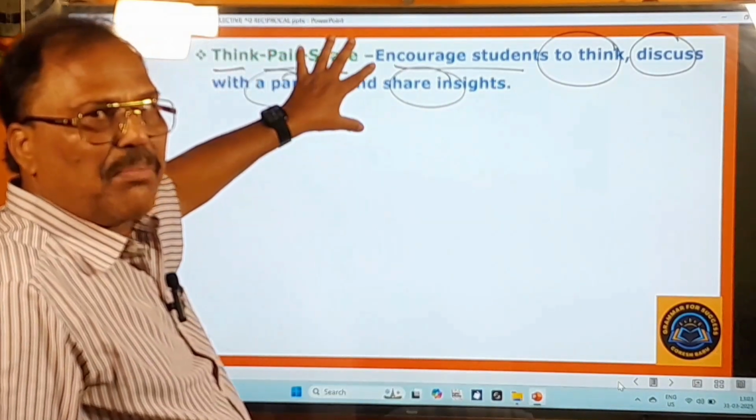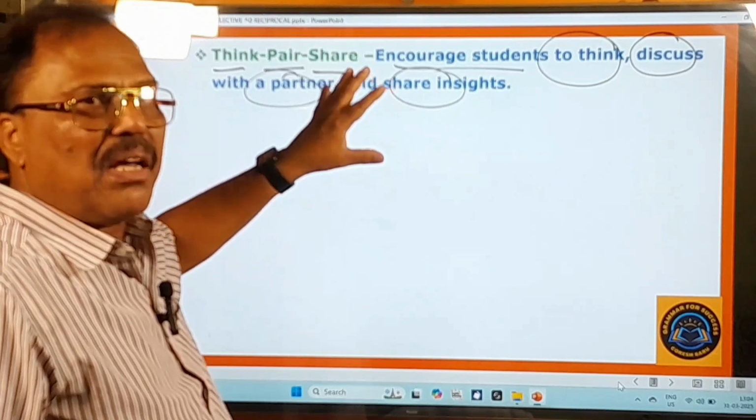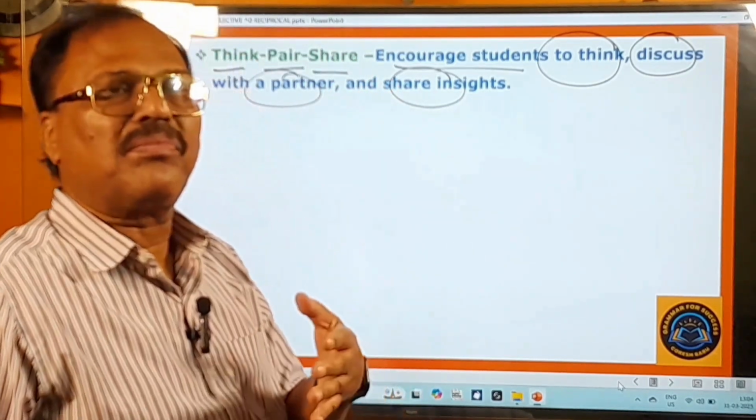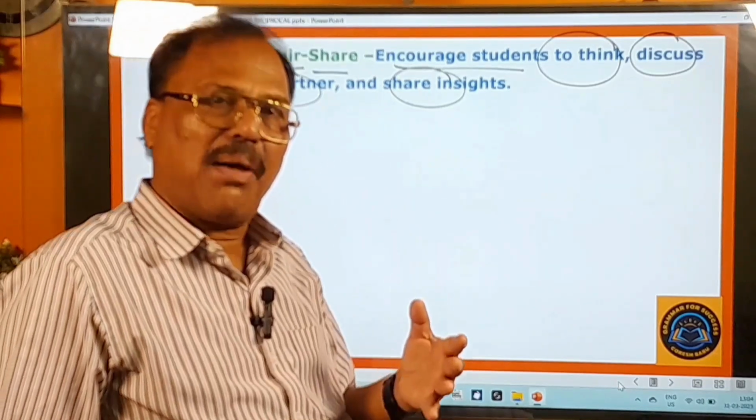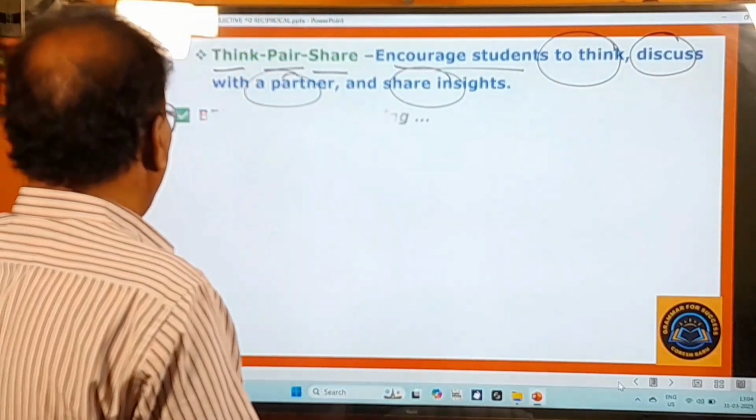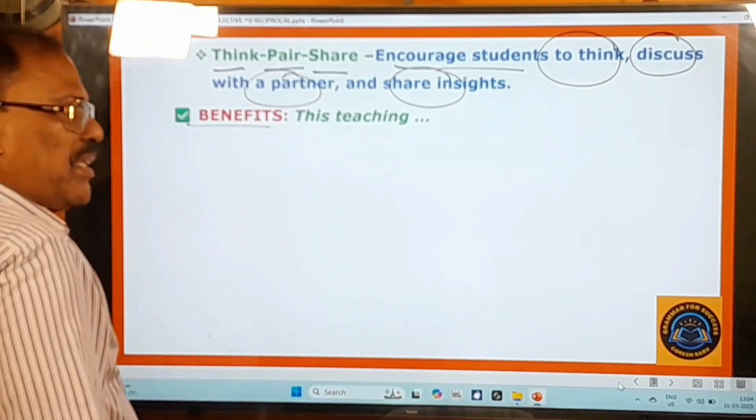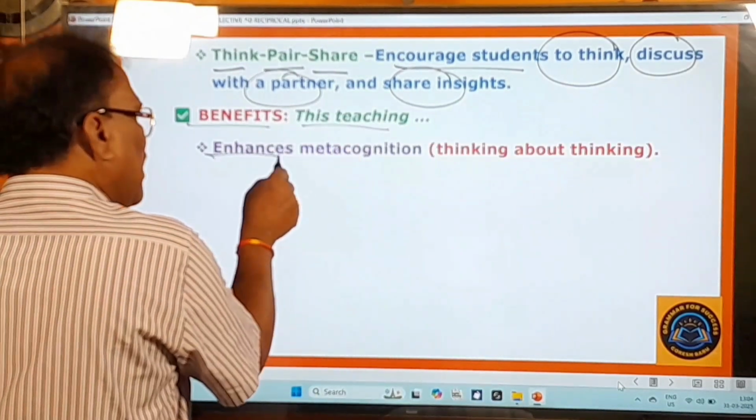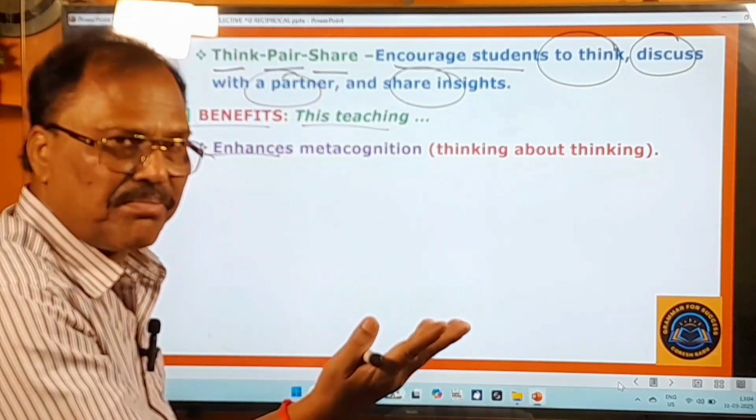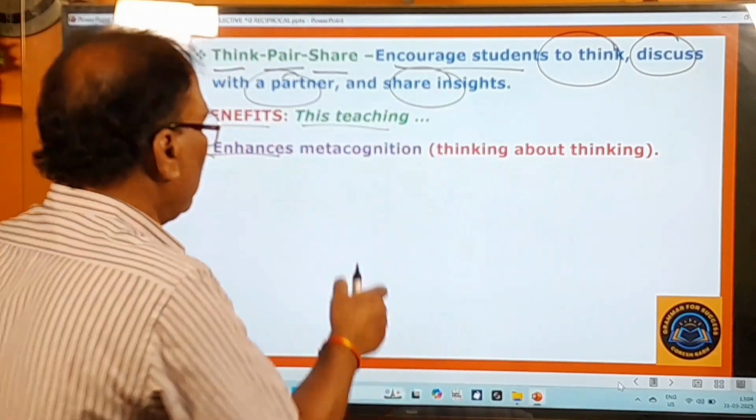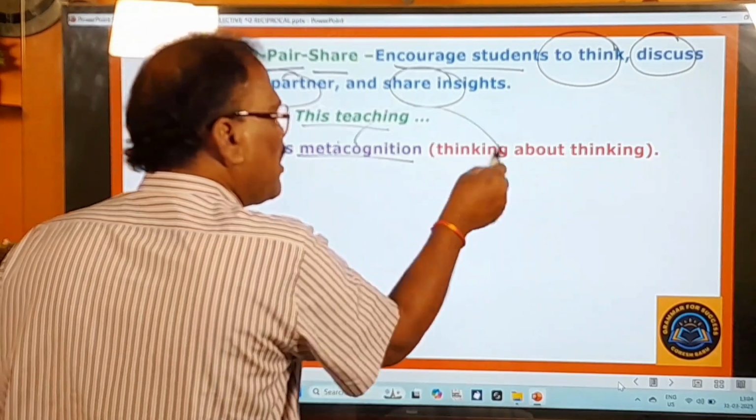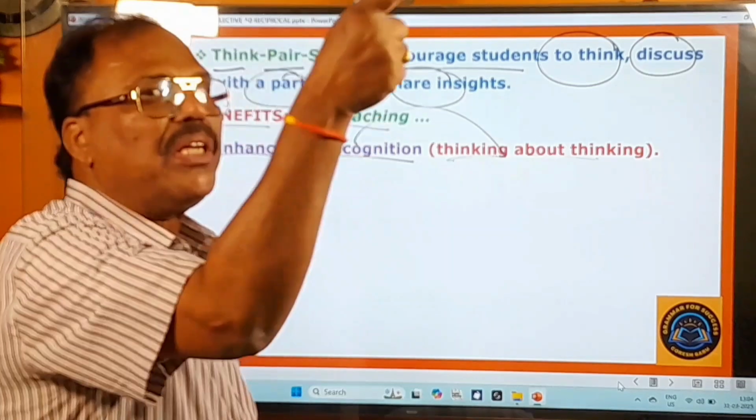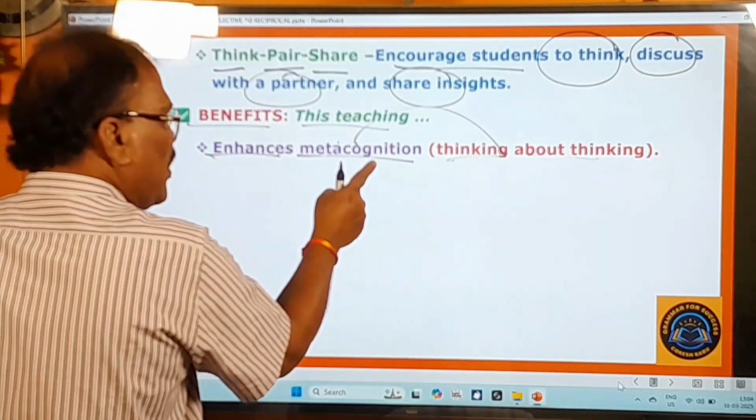So this is yet another important strategy. So in this way, these are the 5 strategies that the teachers can follow in this reflective teaching approach. And here now let us learn about the benefits of this reflective teaching. What are the benefits of this teaching? This teaching enhances, means enriches, develops or improves what? Metacognition. Metacognition means, the meaning of this is given again in the brackets, thinking about thinking. So it improves metacognition, 1 point.